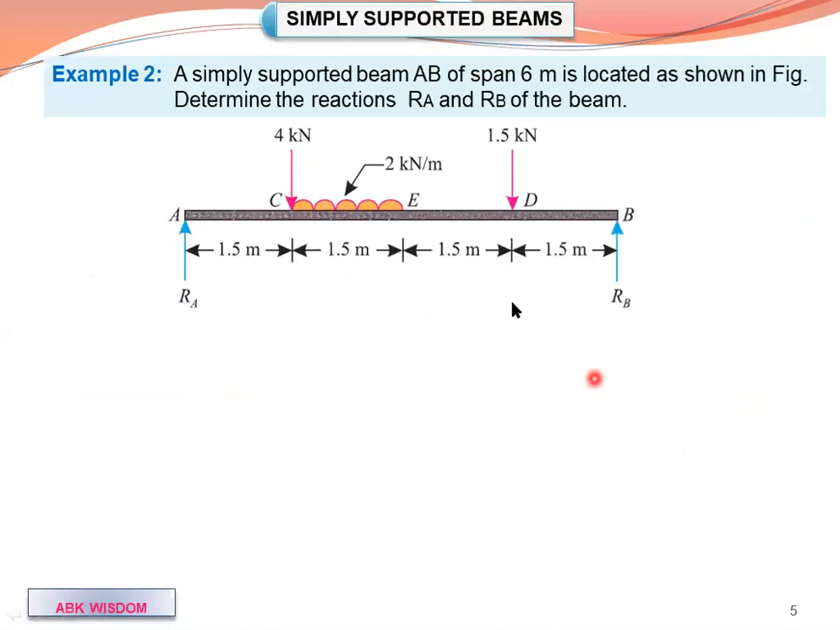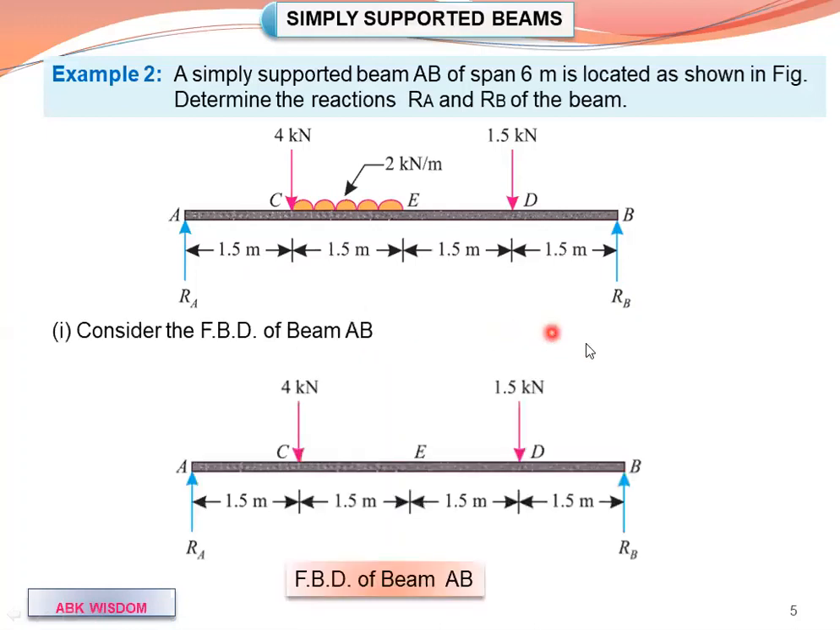Let us take another example on a simply supported beam, in which we can see the beam is subjected to a UDL, that means uniformly distributed load. A simply supported beam AB of span 6 meter is loaded as shown in the figure. Determine the reactions Ra and Rb. Now the first step in solving a problem is to draw the free body diagram.